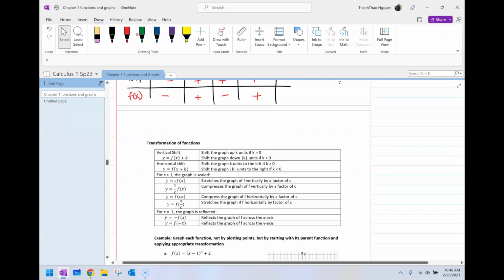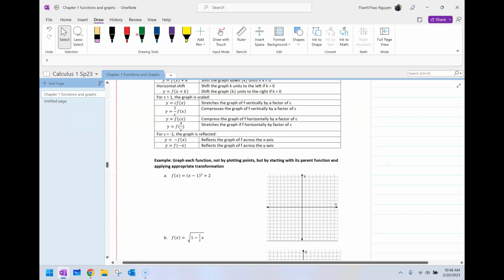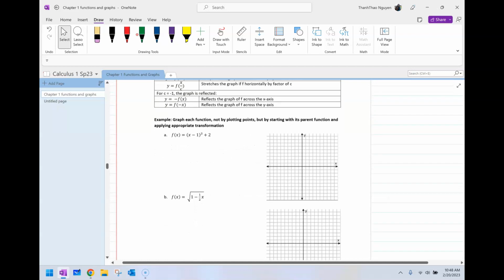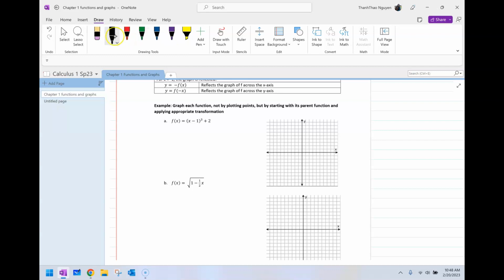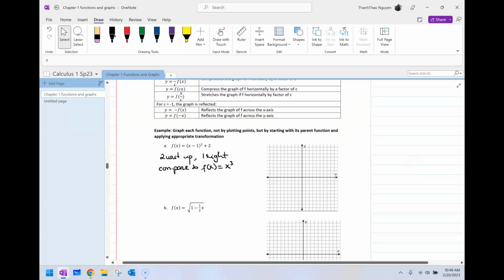Transformation of functions. You want to graph each function not by plotting points but by starting with the parent function and applying the appropriate transformations. Okay, so this will be shifted 2 units up and 1 unit to the right, compared to f of x equals x to the third, and I will leave that to you to sketch the graph.